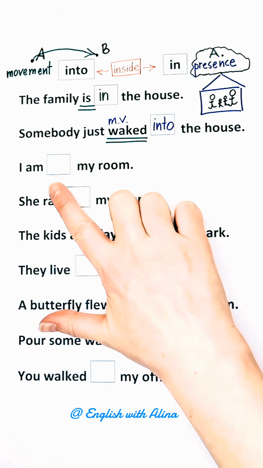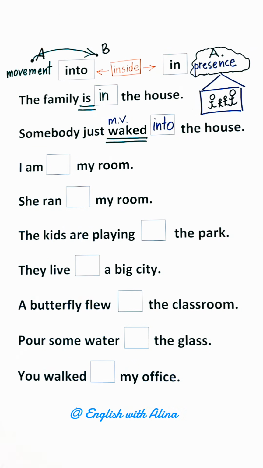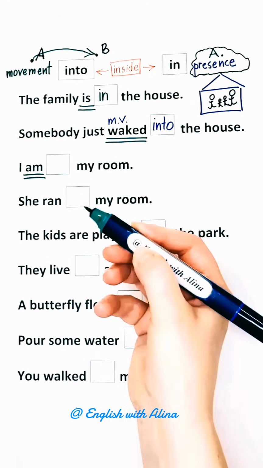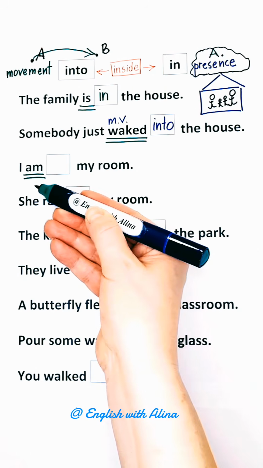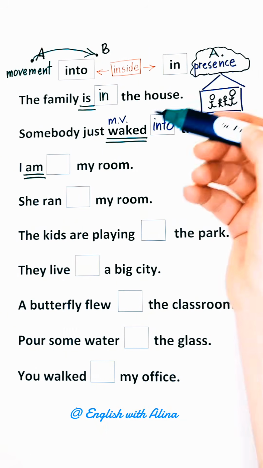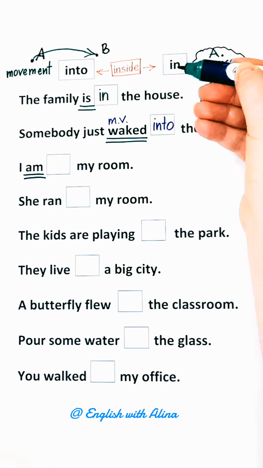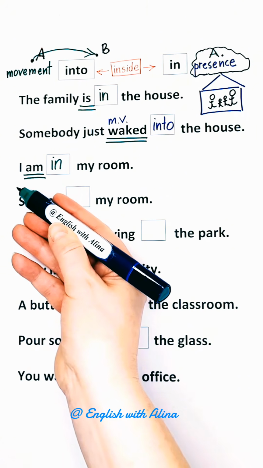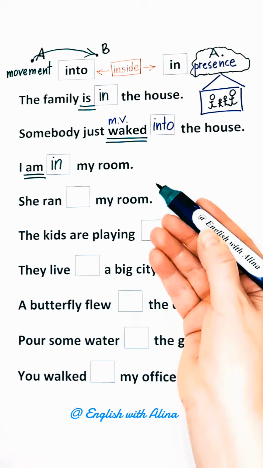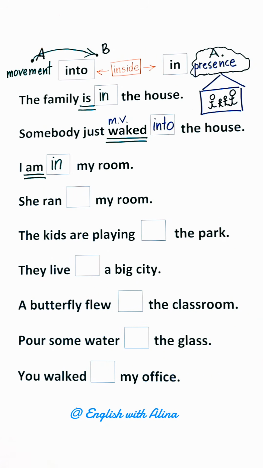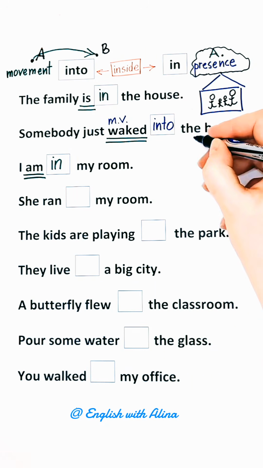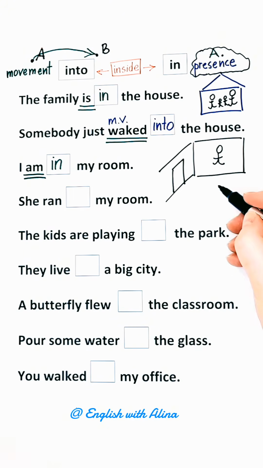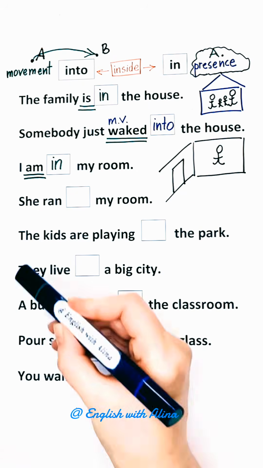I am blank my room. Am shows presence. In my room. I am in my room. So here's my room. I am here. I'm staying in the room.